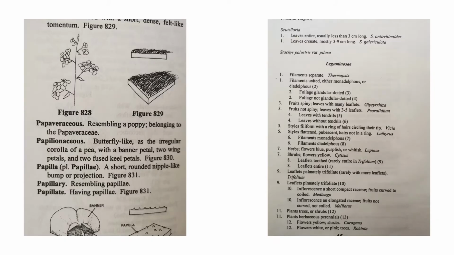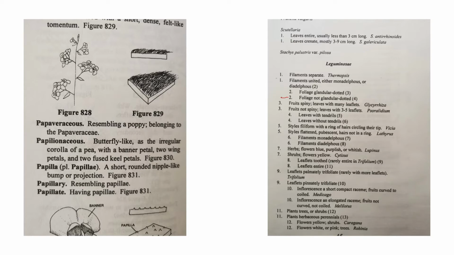Okay, so we can come over here and read that word and see what it means. Okay, all right. It is butterfly-like, as the irregular corolla of a pea with a banner petal, 2 wing petals, and 2 fused keel petals. And you can see the top part of the illustration here. I should have included the rest of it, but so there's a large banner petal, 2 side wing petals, and 2 fused keel petals at the bottom. So we get to come over here, and there were united filaments. Okay, so the second one under the number 1. So we moved to 2, and there were no dotted glands.